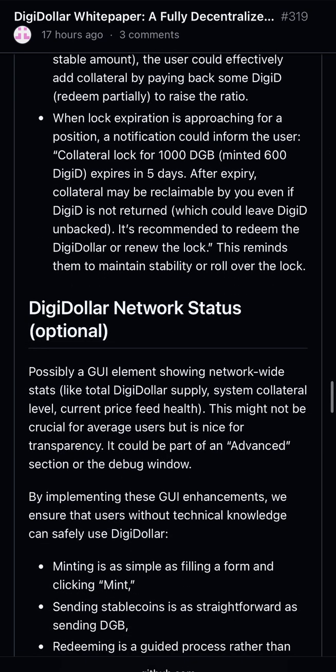When lock expiration is approaching for a position, a notification could inform the user: collateral lock for 1000 DGB, minted 600 DigiDollar, expires in 5 days.